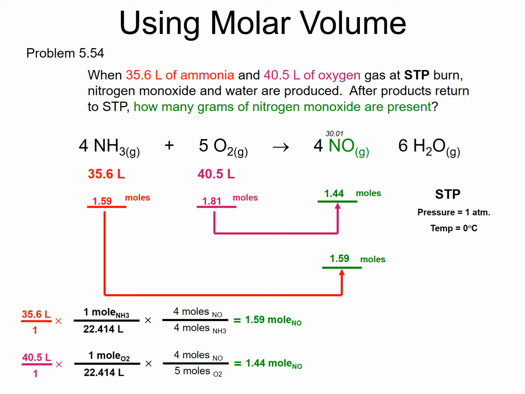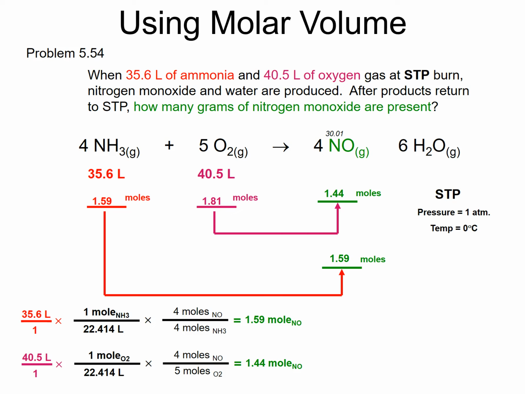Awesome. We're at a good position now. We've got both of these problems solved. All we need to do is to look at the amounts of nitrogen monoxide, 1.44 predicted from oxygen, 1.59 predicted from NH3, and then choose the smaller one, because that's the one that's actually going to be produced. So, smaller one clearly, 1.44 moles of nitrogen monoxide.